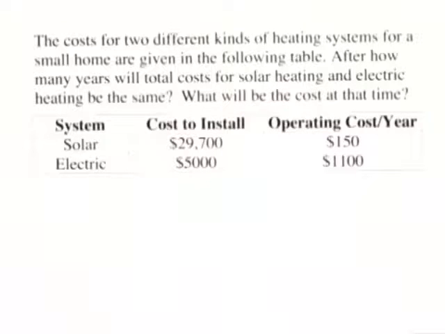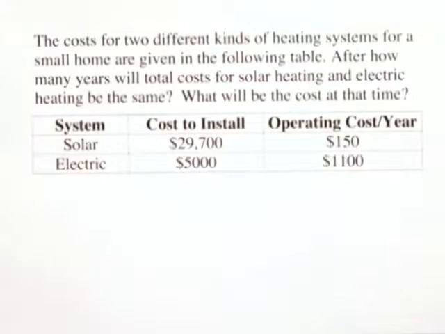For this problem, the costs of two different kinds of heating systems for a small home are given in the following table. The question is, after how many years will total costs for solar heating and electric heating be the same? What will the cost be at that time?